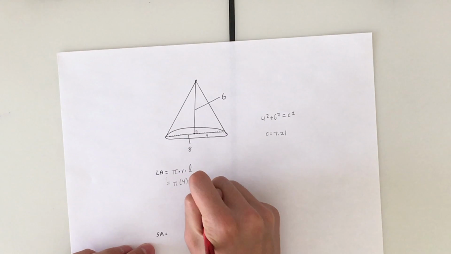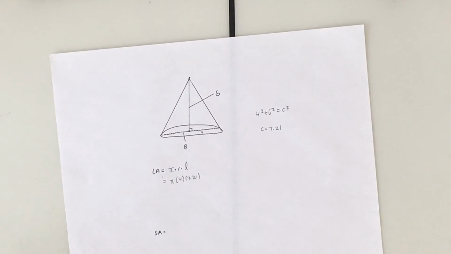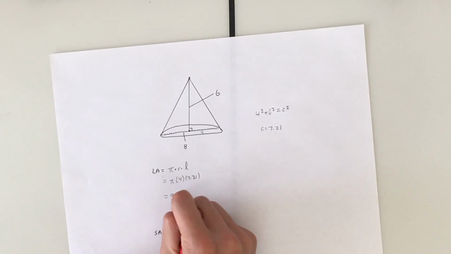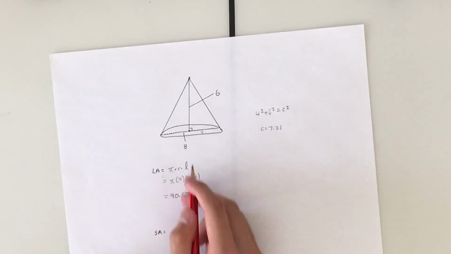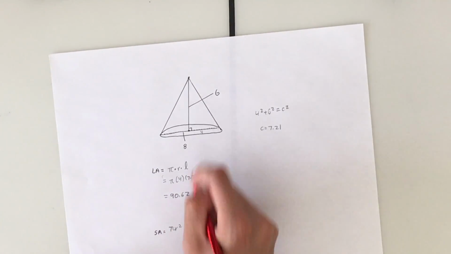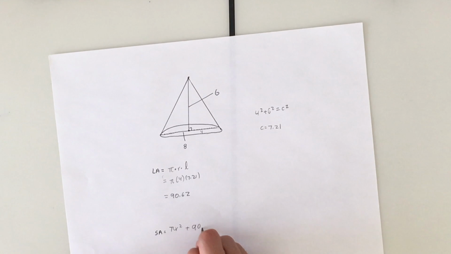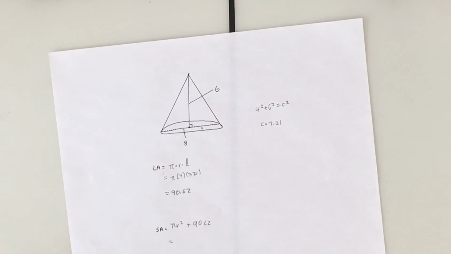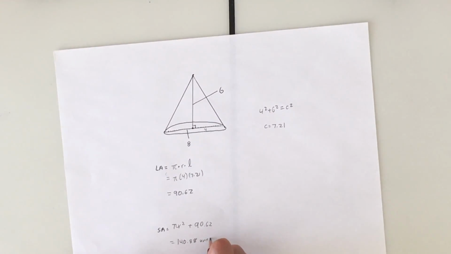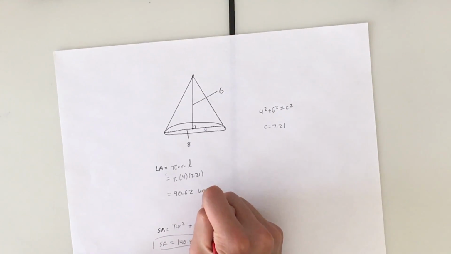So we would just multiply that, and we would get that the lateral area is 90.62. And now we just need to add the area of the circle to the lateral area, and we get 140.88 units squared. So this is the total surface area, and this is the total lateral area.